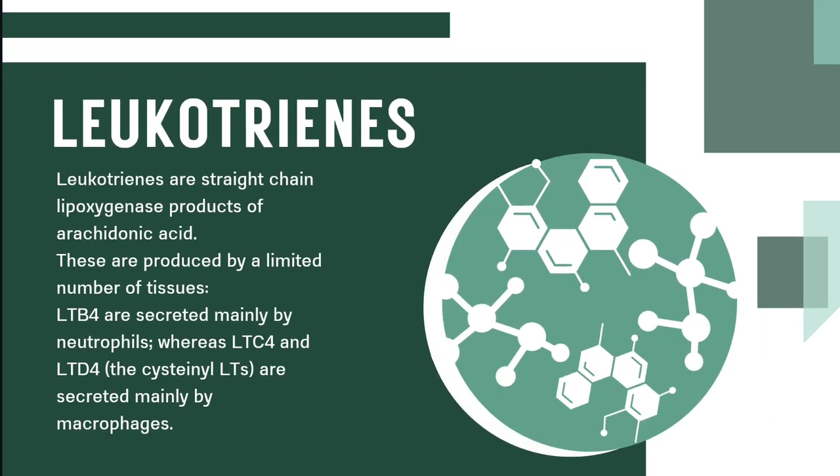Starting up with the leukotrienes. So basically, these leukotrienes are straight chain products of arachidonic acid and are produced by very limited tissues. Like for example, LTB4 type are secreted by neutrophils and LTD4, which is a cysteinyl leukotriene, is secreted mainly by macrophages.